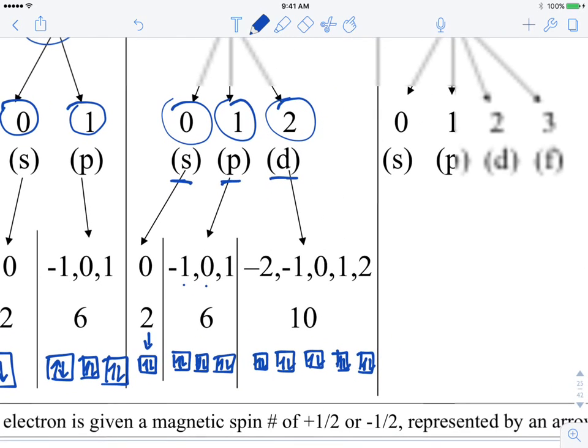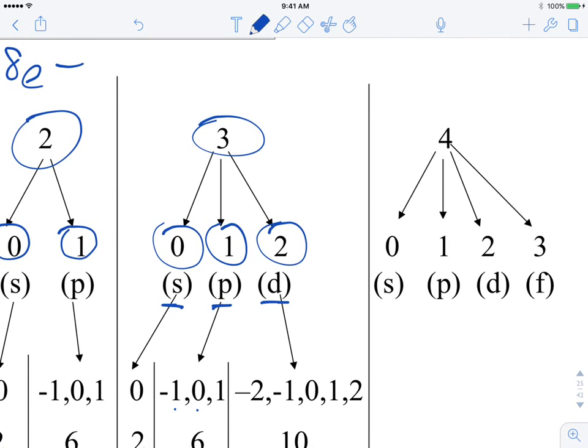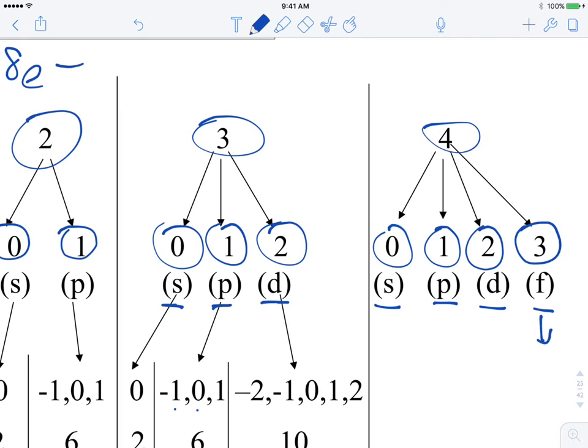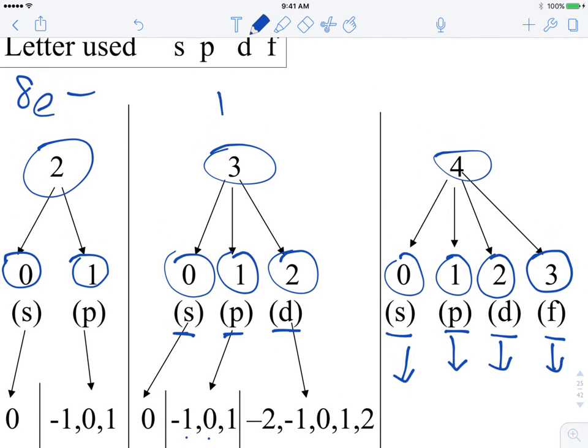I want you to try the same thing for n equals 4. I started it for you. S, P, D, and F. The fourth energy level can have sublevels called 3, 2, 1, and 0. 0 corresponds to S, P is 1, D is 2, F is 3. I'd like you to finish this off and do this bottom part here for me, just like I did for the other ones, and tell me how many electrons total you would have in each of them. For the third level, we have 18 electrons total. Tell me what you would have in each of the sublevels and the total for n equals 4.